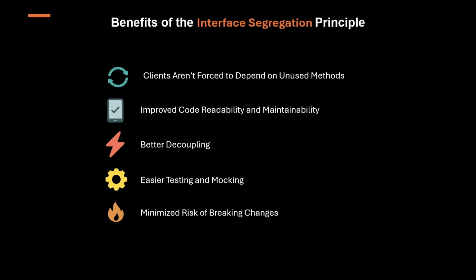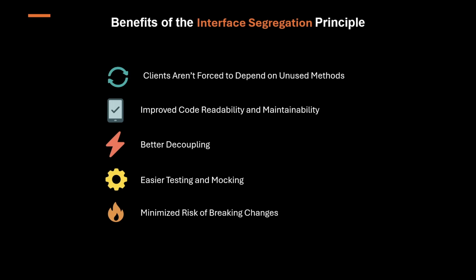Improved code readability and maintainability. Smaller interfaces naturally lead to simpler and clearer code. Developers don't have to scroll through a list of irrelevant methods wondering, do I need to override this? ISP ensures each interface has a single clear purpose, which keeps your code base clean and easy to maintain.